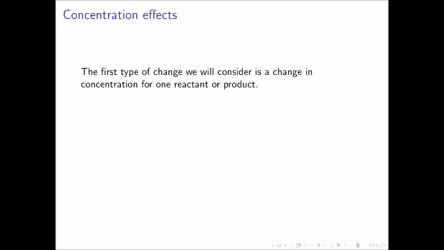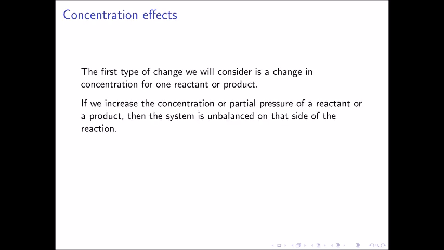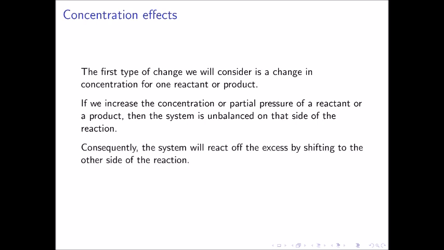We are going to look at all three of these possible changes. First, we will consider a change in concentration for one reactant or product. If we increase the concentration or partial pressure of a reactant or a product, then the system is now unbalanced on that side of the reaction. Consequently, the system will react off the excess by shifting to the opposite side of the reaction. There are four possible realizations of this idea.